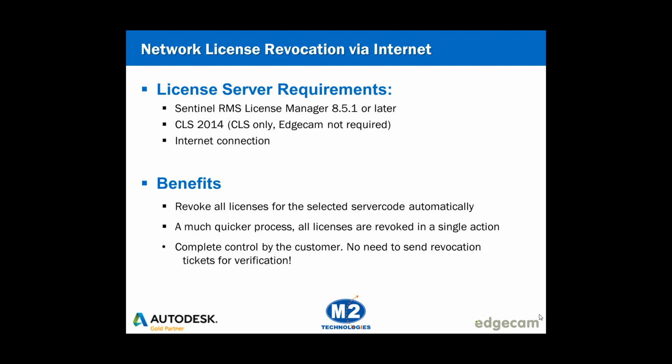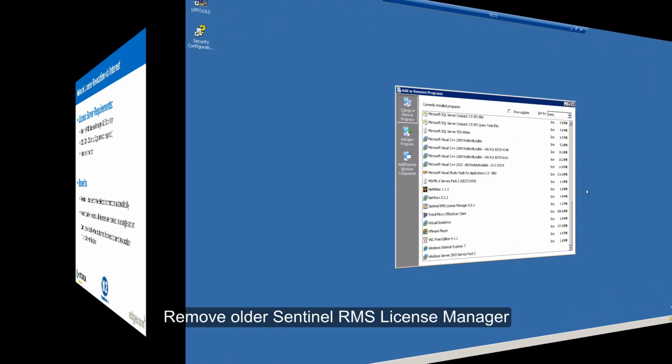The Sentinel RMS License Manager update is coupled with installing CLS on the server. As long as the server has an internet connection, it is going to allow the license to be revoked over the internet. Exactly the same process has been done on our standalone Sentinel RMS keyless license servers for some time. The benefit to the network administrator is that all the licenses will be able to be revoked automatically. It's a much quicker process and is literally going to take minutes to move things over to a new license server, and there's complete control by the customer without any need to send revocation tickets for verification.